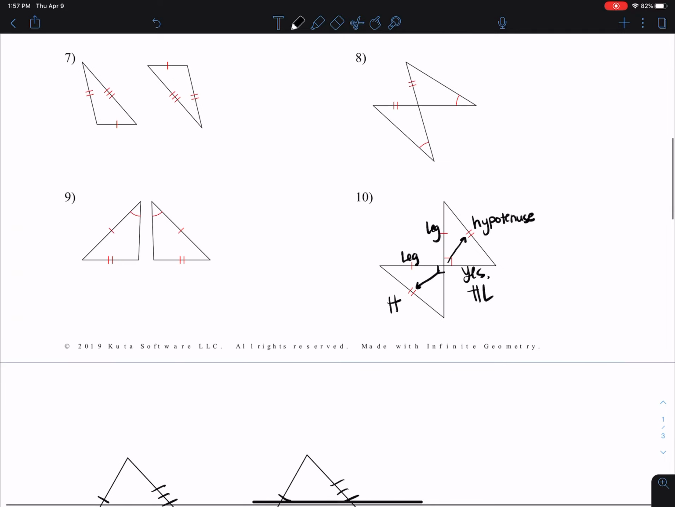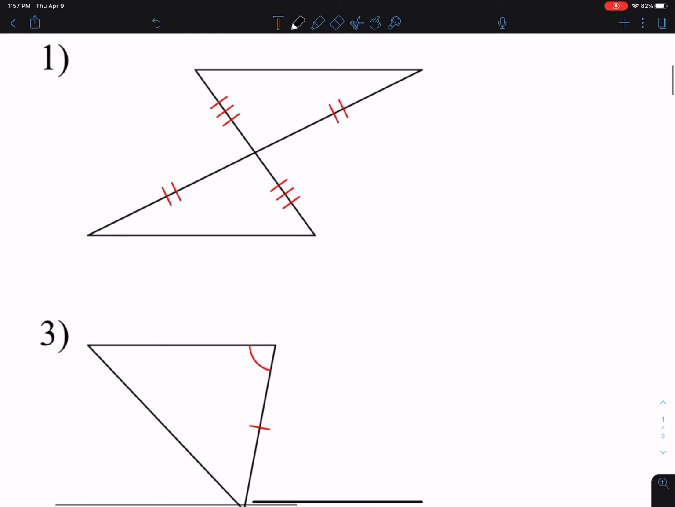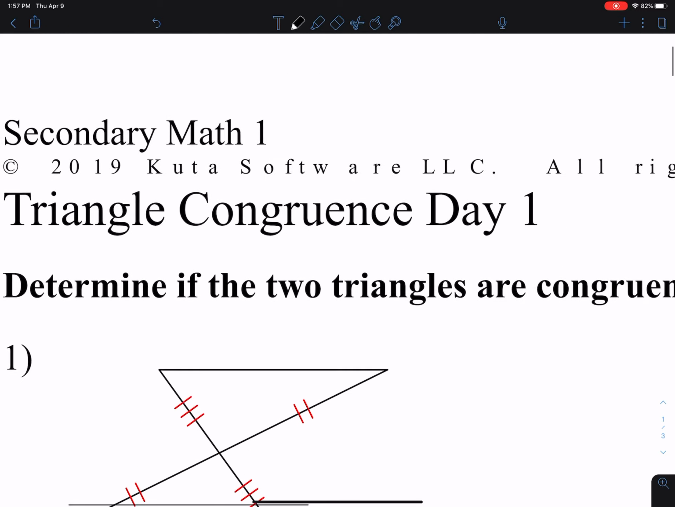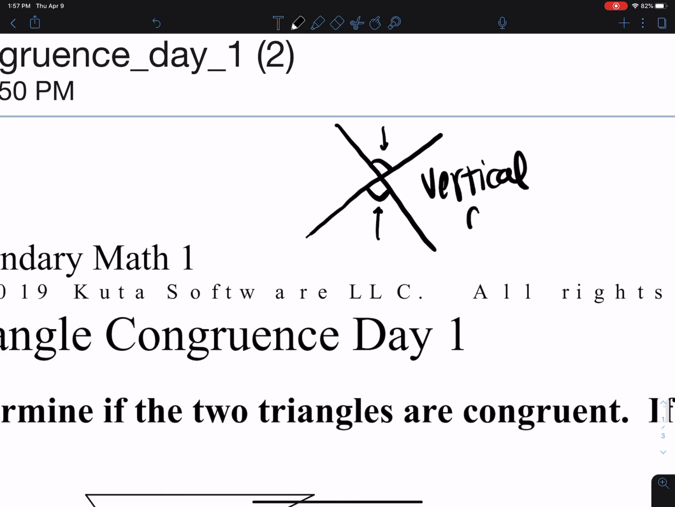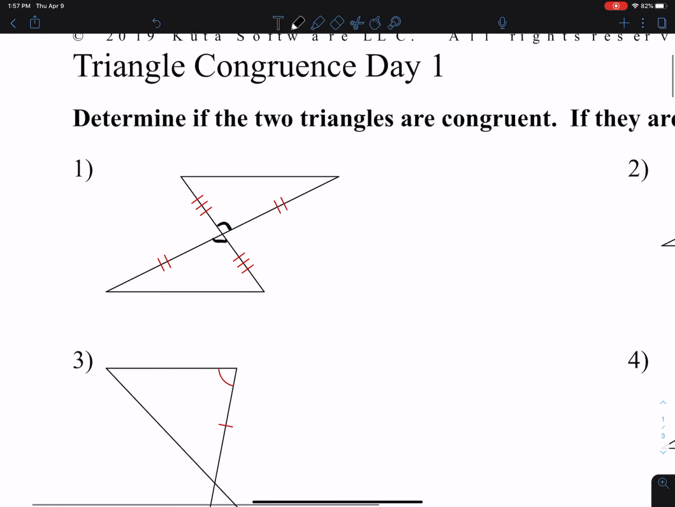Okay, so I'm just going to go through these problems and I'm going to talk about why they're congruent if they are. So here, the last thing that you need to know is there's this thing called vertical angles. So if you have two lines that are intersecting, the opposite angles here, these are called vertical angles, and they're congruent.